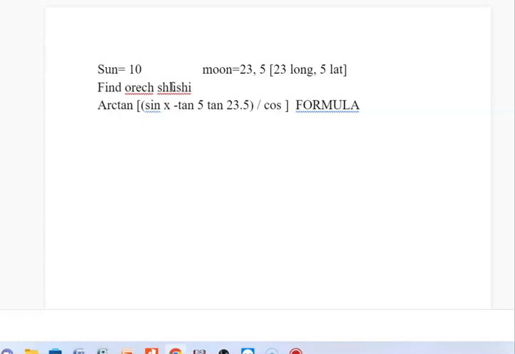So we type in the calculator, sine x would be sine 23 minus tangent 5 times tangent 23.5. Now, I would suggest, if you don't know how to use a calculator, you should first make enter equals, because you have to know how to make the brackets properly.